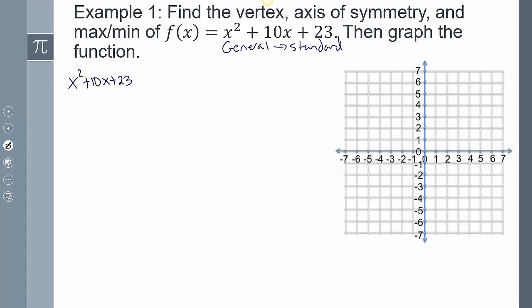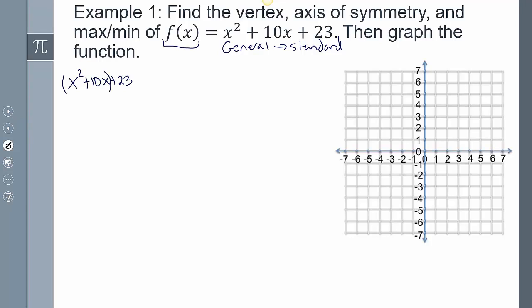So we start with our equation. Now the problem here is because I do have this f of x, without making it ultra complicated, I can't add and subtract things or divide things to both sides. So I have to manipulate my equation by keeping everything on the same side. So I have this x squared plus 10x plus 23.